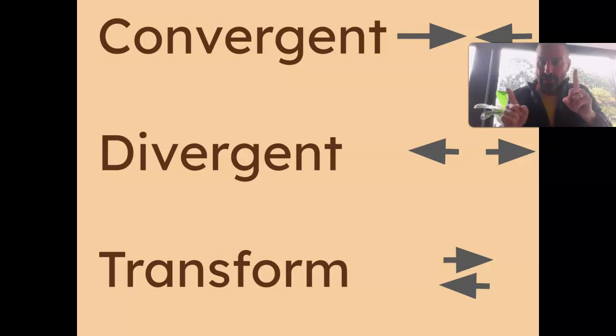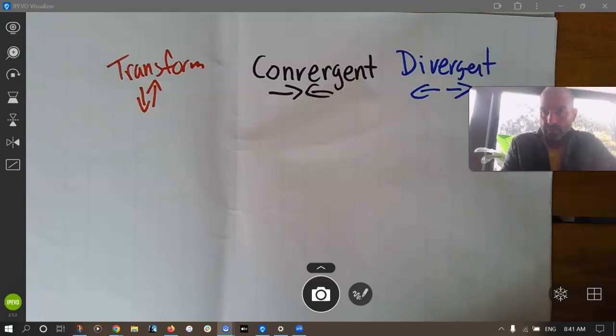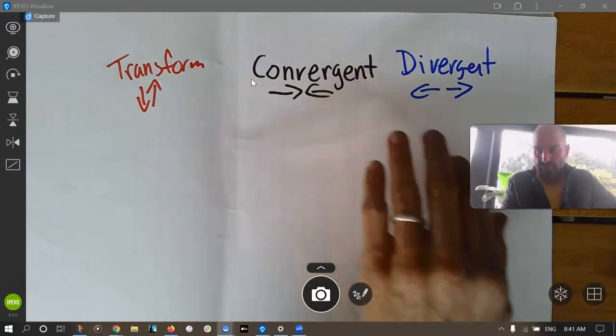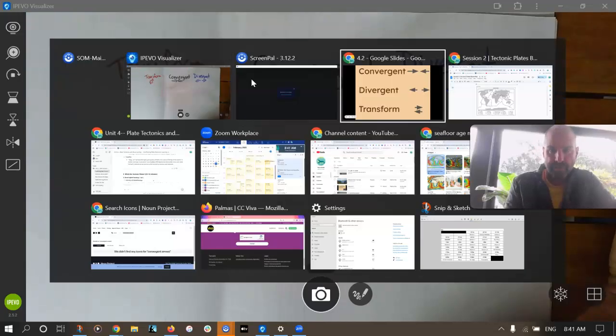So the next part you're going to be doing in your notebook as well. What you're going to want to do is write down convergent, divergent, and transform on a piece of paper. Like I've done here, this would be a good idea, and especially using the arrows as well to help you remember what's going on. So make sure you have those. And you're going to do a sort that we have on the next slide.